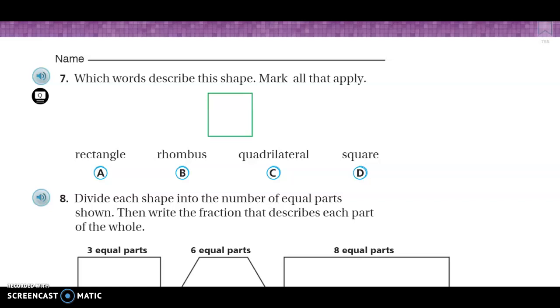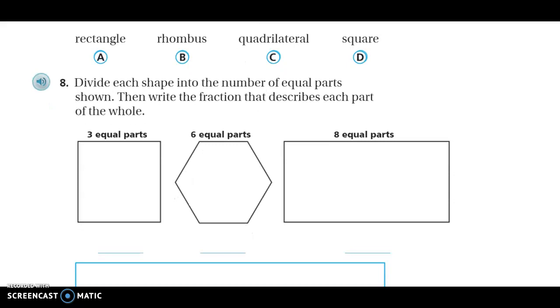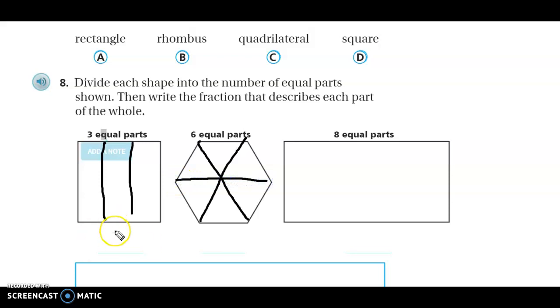Moving on down. Divide these shapes up. 3 equal parts. There's a couple different ways you could have gone. You could go across. You could go down. I'm just going to go down. 3 equal parts. I'm going to make mine vertical. Some of you probably want to cut horizontally. It's fine. 6 equal parts. I connect diagonally, I connect diagonally, and then I go straight across. I'm sorry, I'm skipping ahead. 3 equal parts. Each part is 1/3. 6 equal parts. Each part is 1/6.